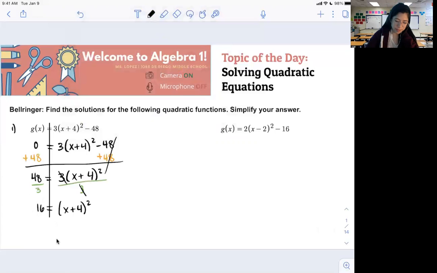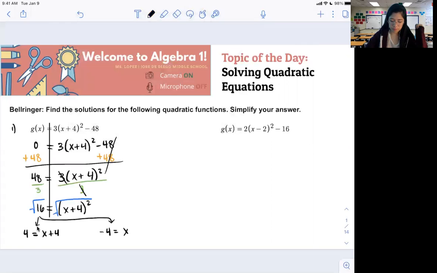Now we take the square root. What is the square root of 16? Careful, not 8. 4 and negative 4. The square root, we're not dividing it by 2, we're taking the square root. So that's the number that when you multiply it times itself gives you 16, which is positive 4 and negative 4.